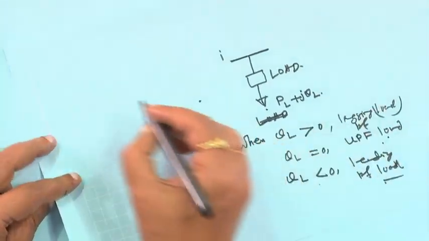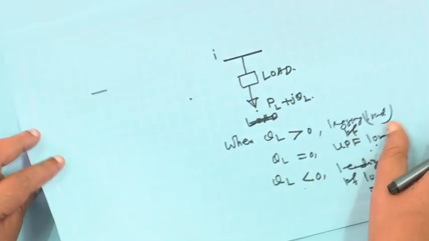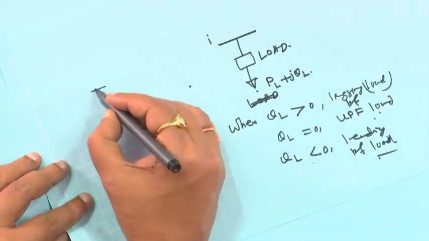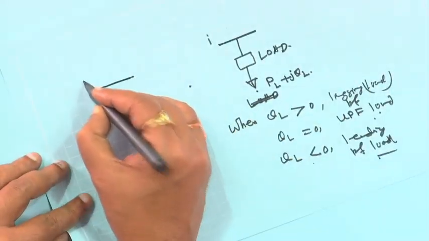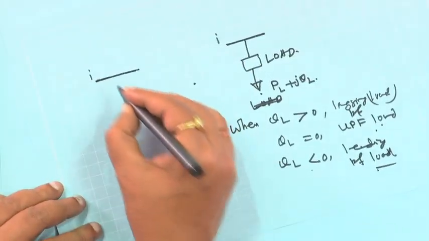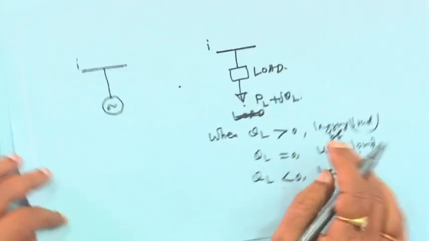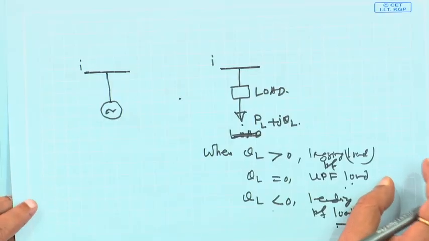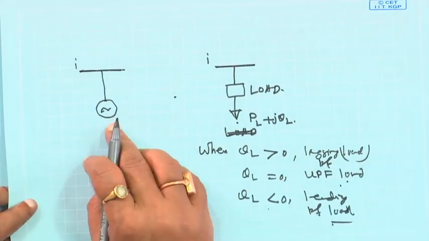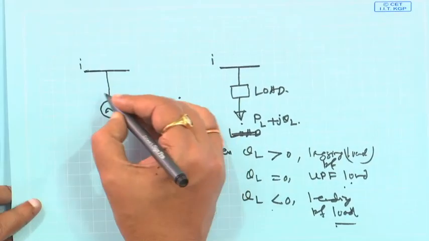Now suppose another thing: you have another node, say node I, and suppose you have a source. Its source may be renewable based, whatever it is, and suppose you are connecting it to the AC network, right.